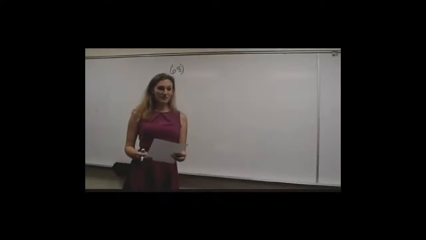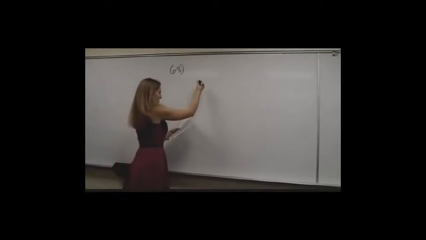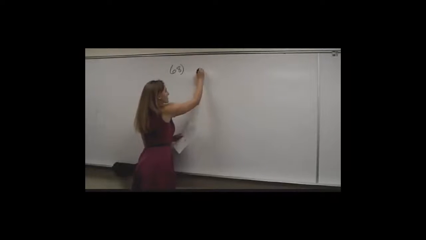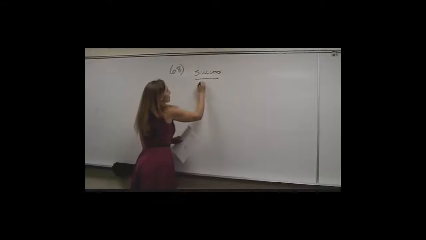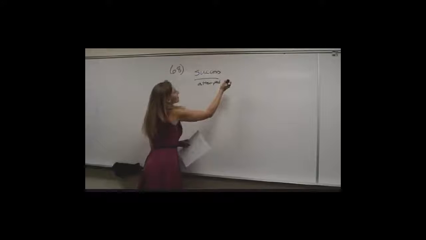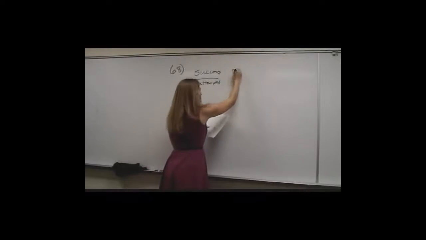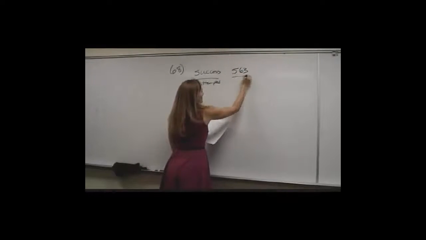This is number 68 from the study guide. A ball player made 563 field goals of 902 attempts. What percent of his field goal attempts did he make? So we're looking for a percentage. First of all, we need to set up a fraction. So the ones that he was successful, success over attempted, that would be his 563 over 902.